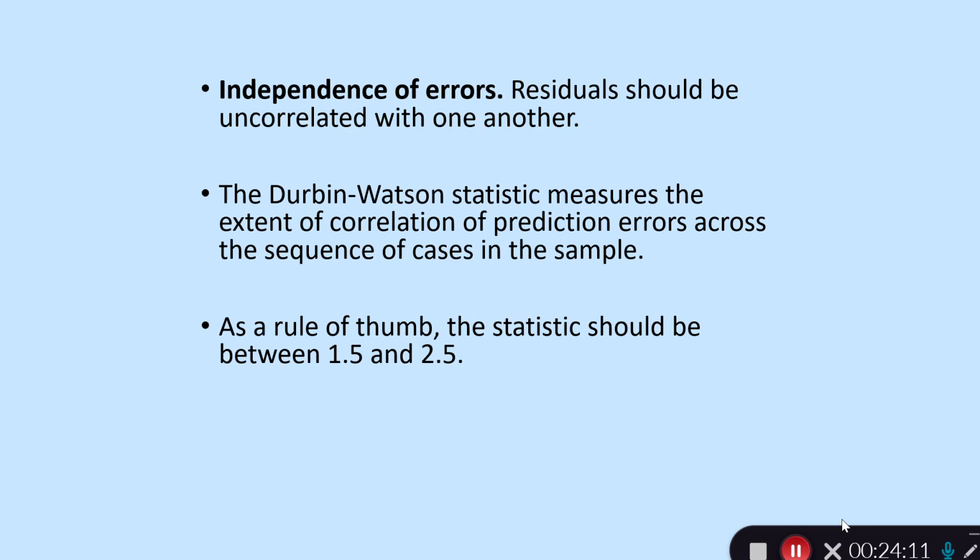As a rule of thumb, the Durbin-Watson statistic should be between 1.5 and 2.5 for each of our residuals. If we find it is between those values, then we know our errors are independent, and we're pretty safe with our analysis.